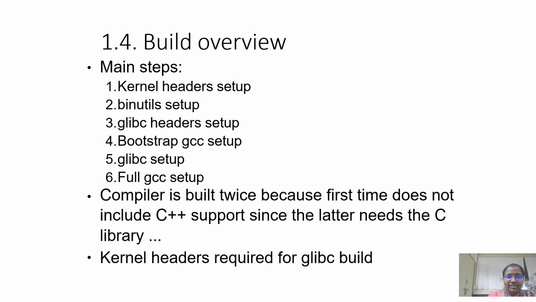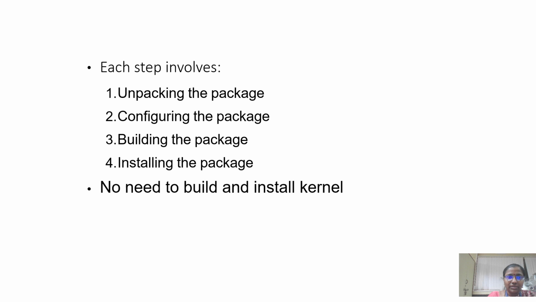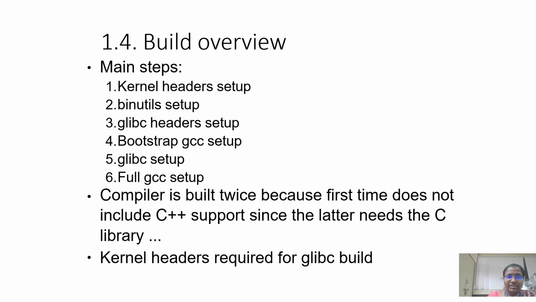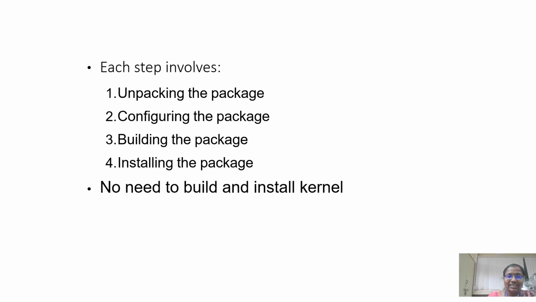The compiler is built twice because the first time it does not include C++ support, since the latter needs the C library. Kernel headers are required for the glibc build. Each step of this building, the headers, binary utilities, C library files, bootstrap compiler, and C++ compiler setup, involves you having to unpack the package, configure the package, build the package, and install the package.